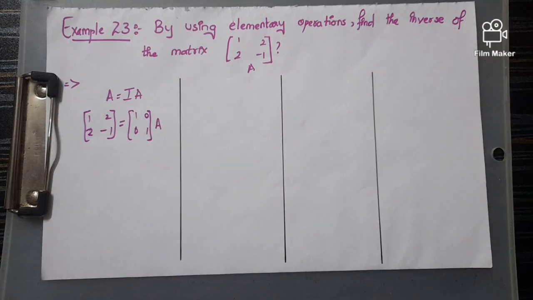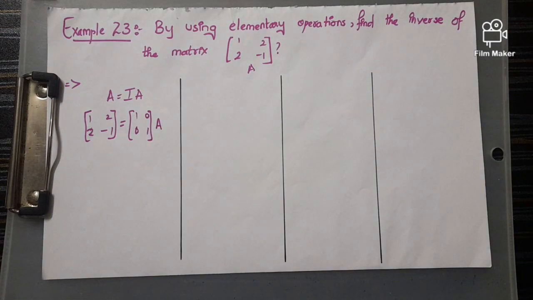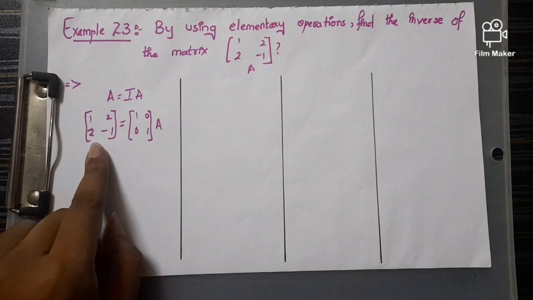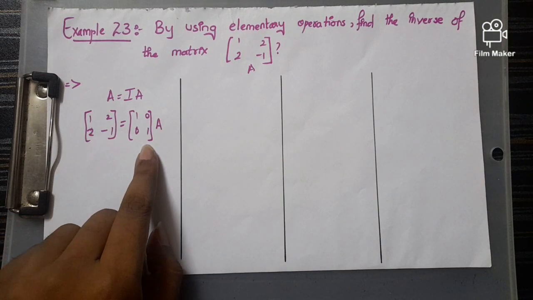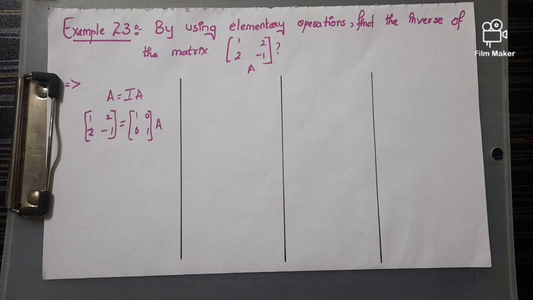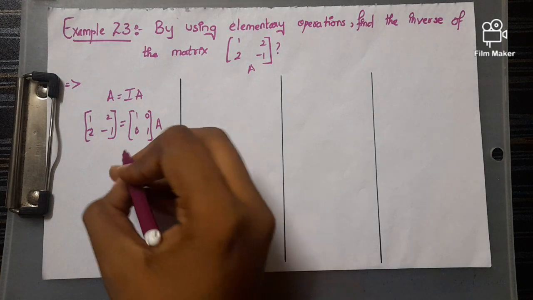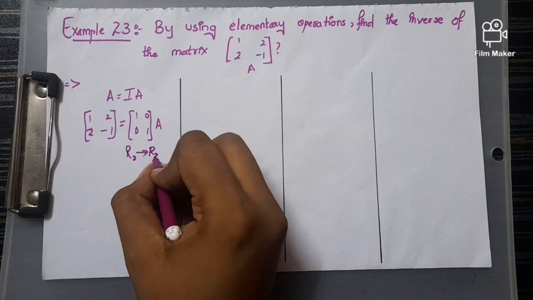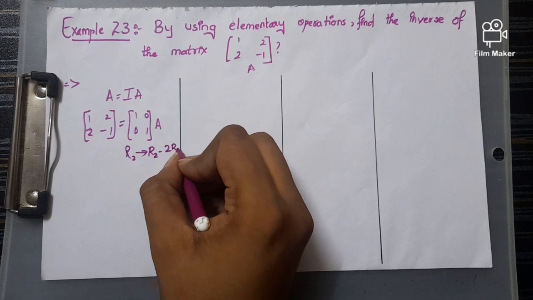Our ultimate aim is to find the value of A inverse. How can A inverse be achieved? When you get [1 0; 0 1] on the left side, the right side holds the A inverse value. By solving the steps you will get it. The first step that can be done here is R2 to be R2 minus 2R1.